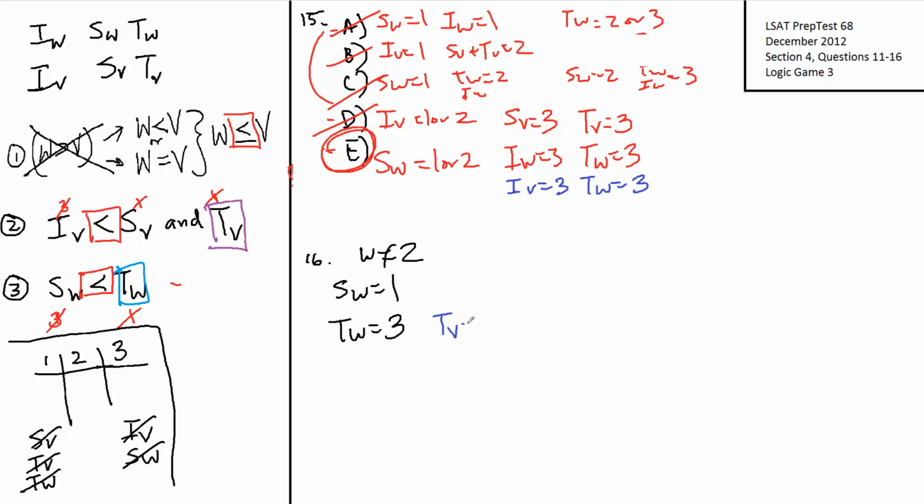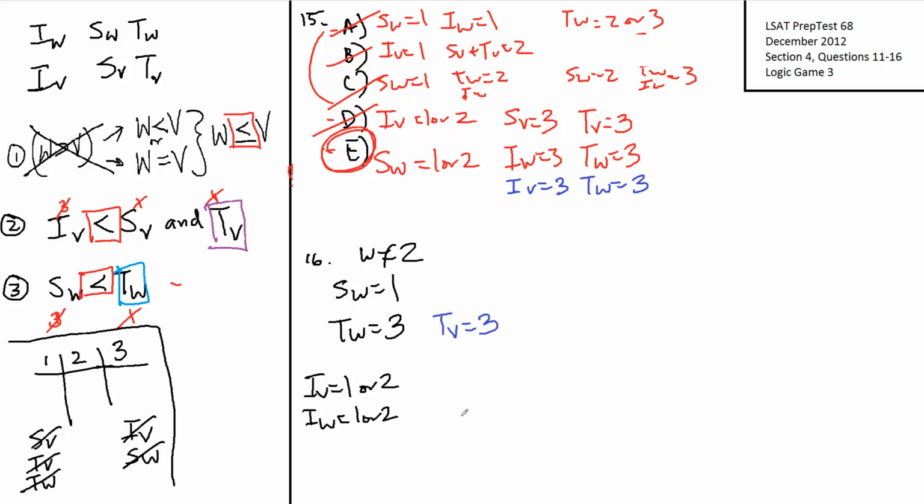This immediately tells me that TV is also 3, because the website has to be less than or equal to the voicemail. Good. And so what does that get us? TV is right here, right? TV is 3, which means IV is less than 3, which means IV is either 1 or 2. I guess we can write that. IV is equal to 1 or 2. Which means that the website has to be 1 or 2, depending, right? If IV is 1, then IW is 1.